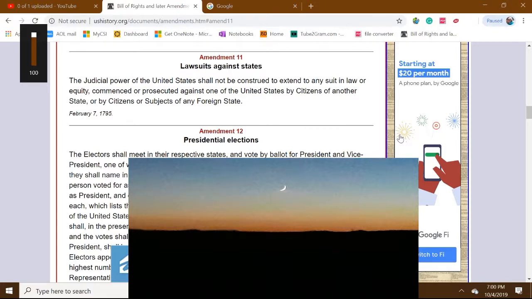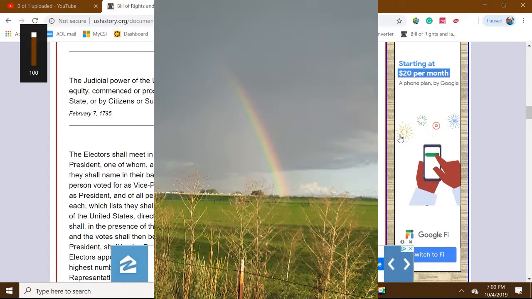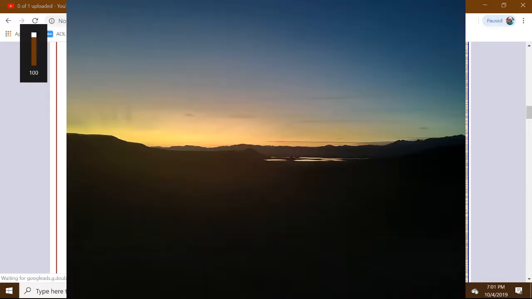Okay, so Amendment 11, Lawsuits against States. The judicial power of the United States shall not be construed to extend to any suit in law or equity commenced or prosecuted against one of the United States by citizens of another state or by citizens or subjects of any foreign state. That was February 7th, 1795.